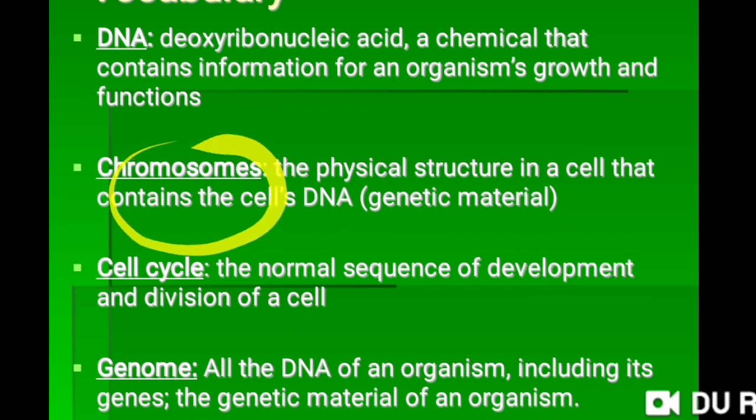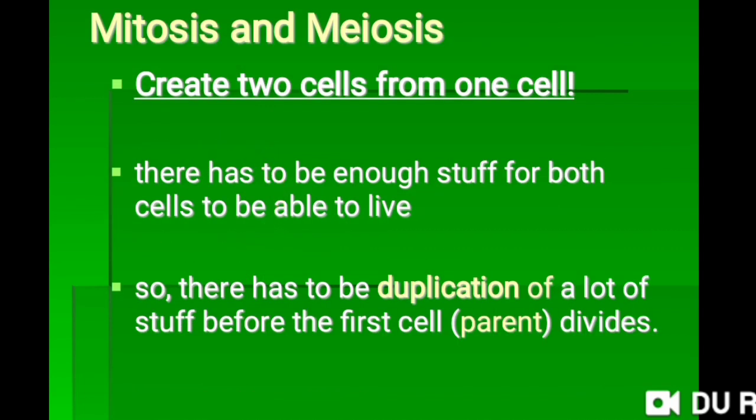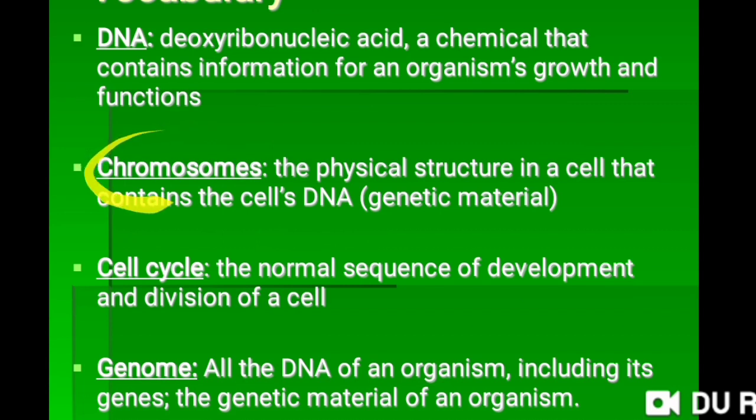But when you talk about chromosomes, that means the physical structure in a cell that contains the cell's DNA, that is, genetic material. So genetic material is stored in the chromosomes. The next topic is the cell cycle, the normal sequence of development and division of a cell. So the stages in which the cell grows and then divides are nothing but your cell cycle.